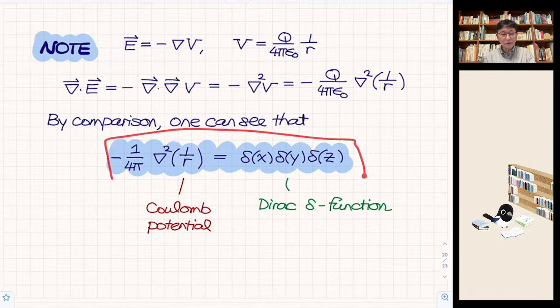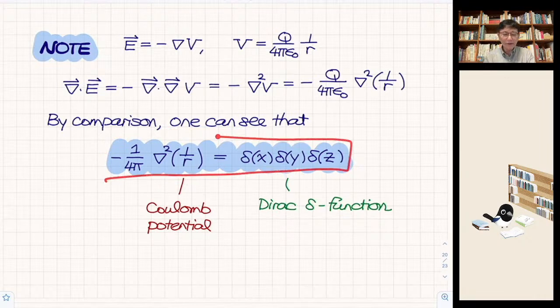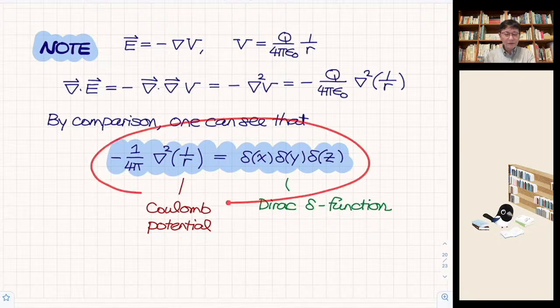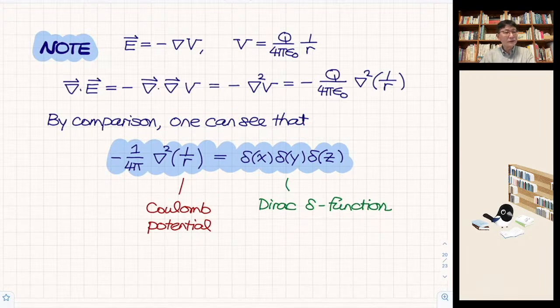If you are really interested in how the vector operator works in three dimensions, this is a very crucial test to see whether you truly understand this whole thing or not. You can go back and convince yourself why the Laplacian of 1 over r eventually gives you the Dirac delta function. This is something really, really fun. And this has nothing to do with physics at all. It's a property of three dimensions.